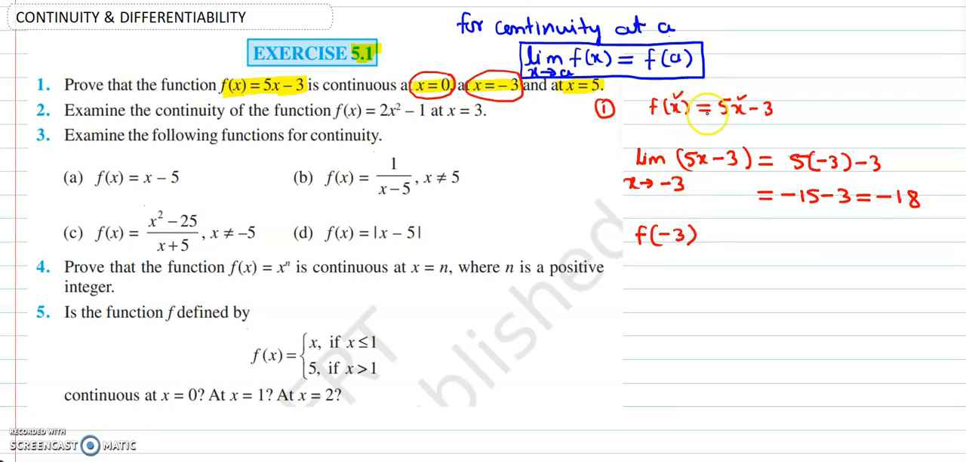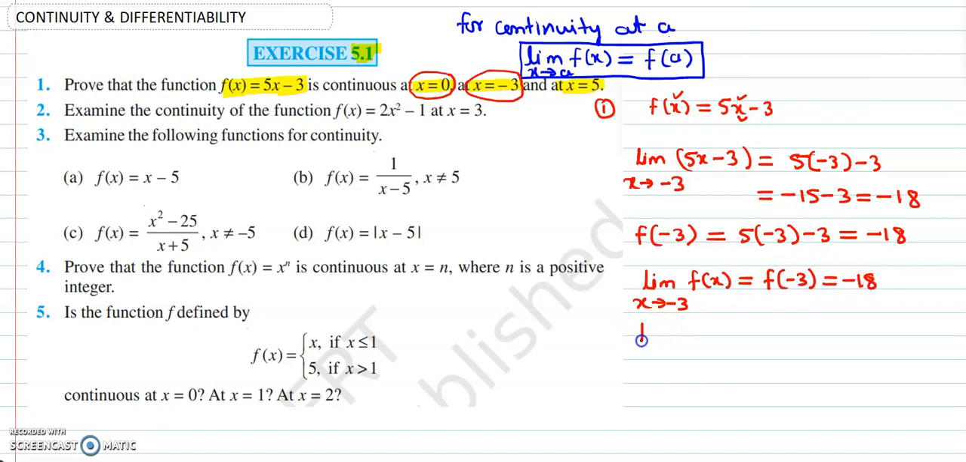तो अगर x की वैल्यू हमने यहाँ -3 रखा है तो यहाँ भी हम x की वैल्यू क्या रखेंगे? -3 रखेंगे। तो 5x की जगह पे -3 ये भी -18 ही आएगा। सो we have here limit x approaching -3 of the function f(x) and function's value at -3 is equal, that is -18. Hence f of x is equals to 5x minus 3 is continuous at x equals to -3.